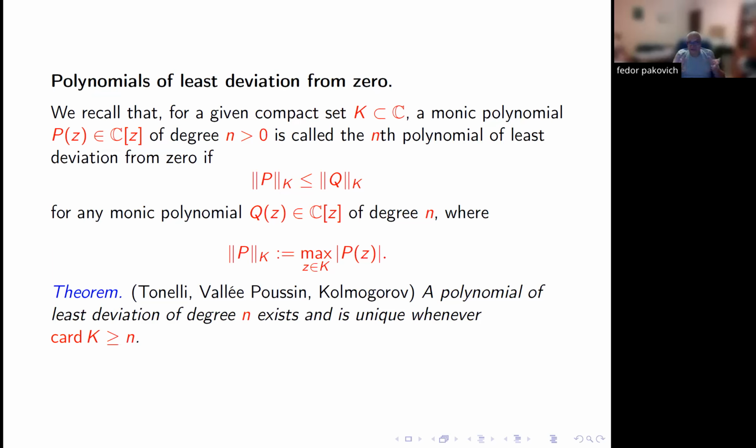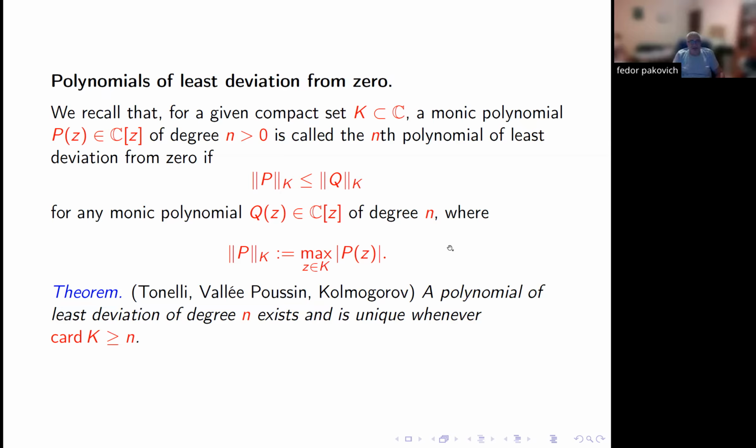I recall that if we are given a compact set K in C and a monic polynomial P of degree n, we say it is the nth polynomial of least deviation from 0 if its norm is minimal, that is, for any monic polynomial of degree n, where the norm is the standard supremum norm. In other words, its maximal value on K is less than that of any other such polynomial.